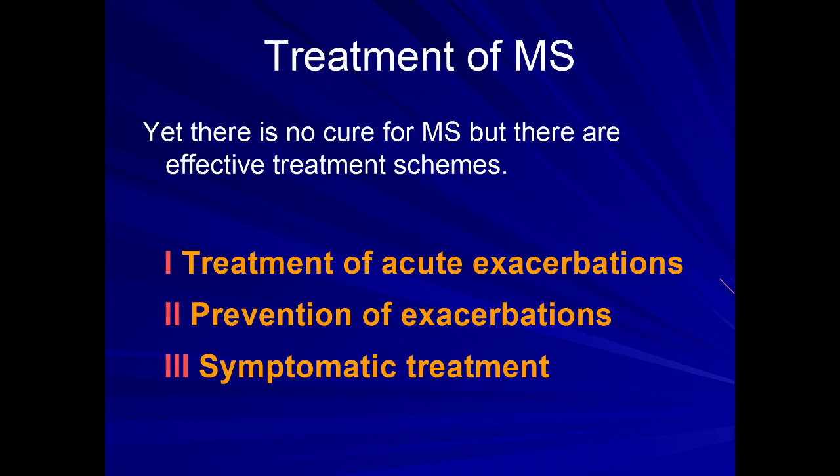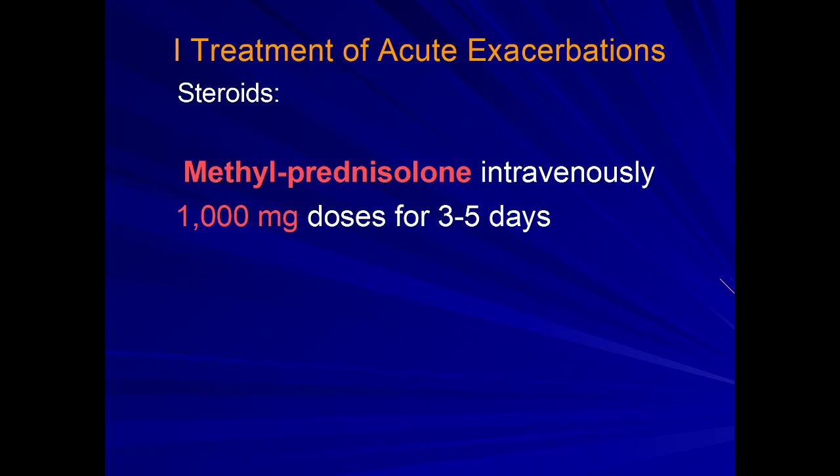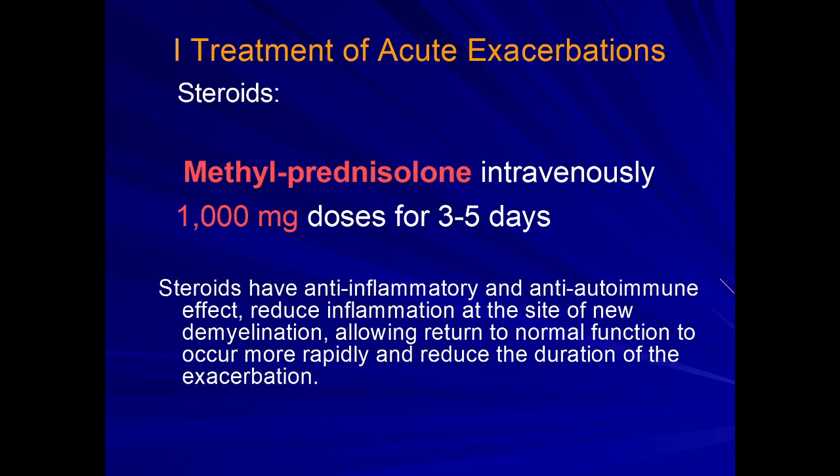Treatment includes treatment of exacerbation, prevention of exacerbations, and symptomatic treatment. Treatment of acute exacerbation is pulse therapy with methylprednisolone intravenously for 3 to 5 days. Steroids give anti-inflammatory, anti-autoimmune effect and reduce inflammation and demyelination.